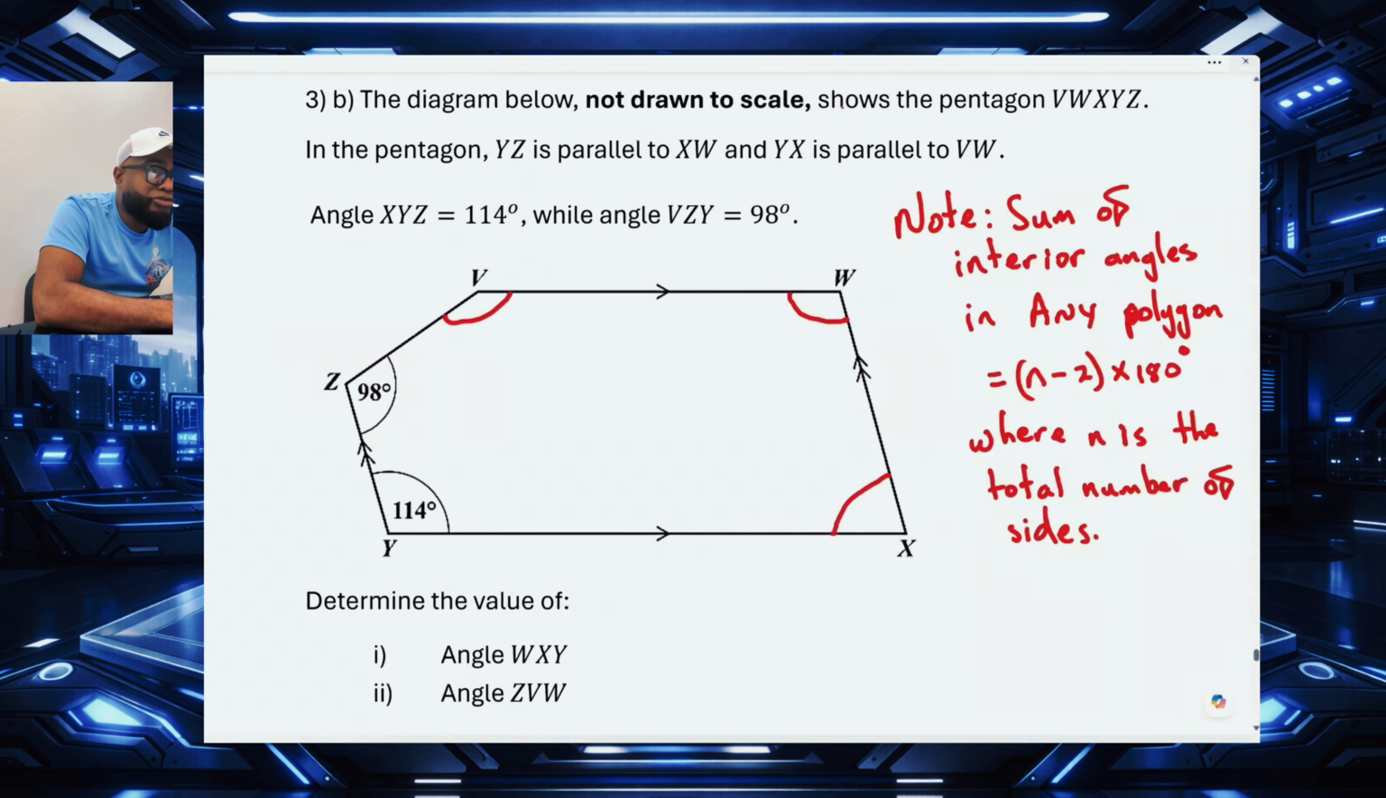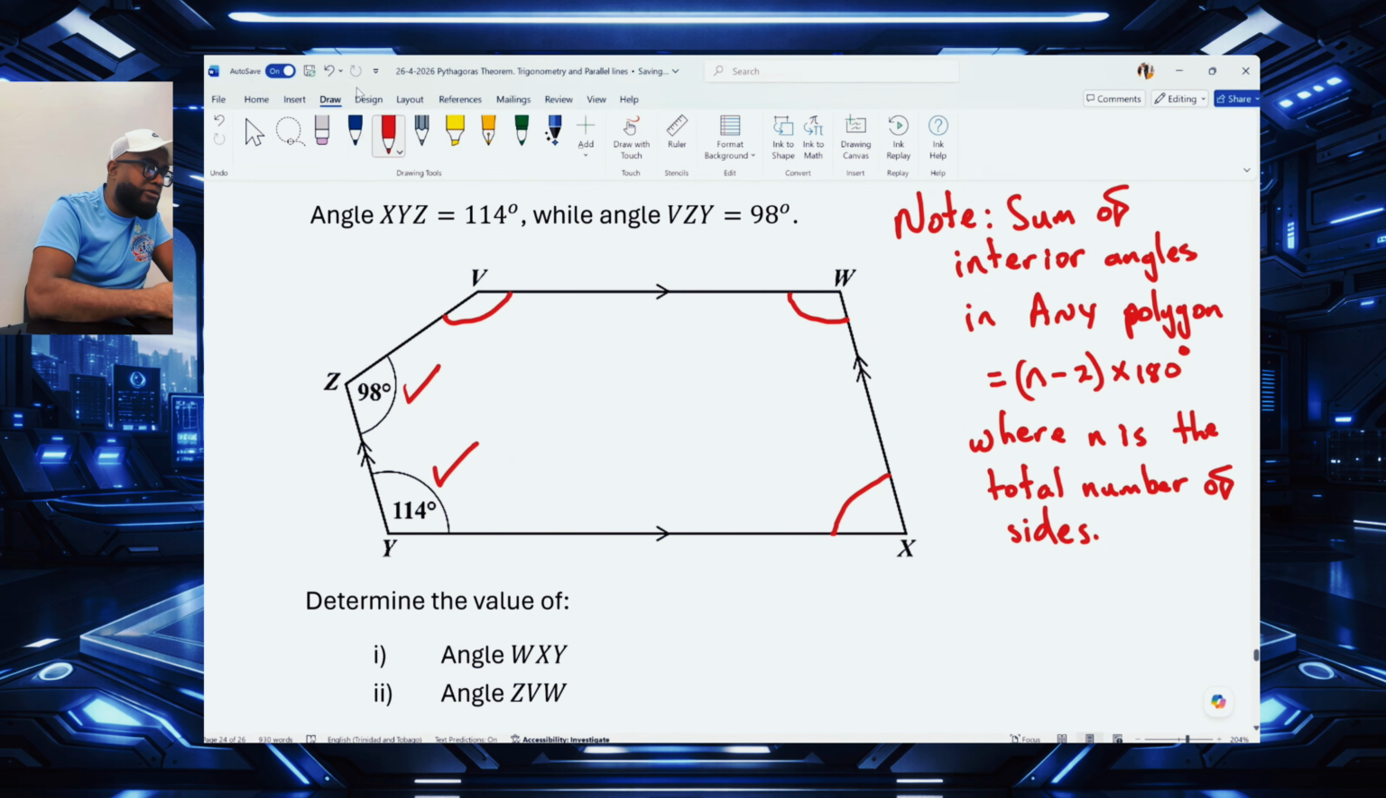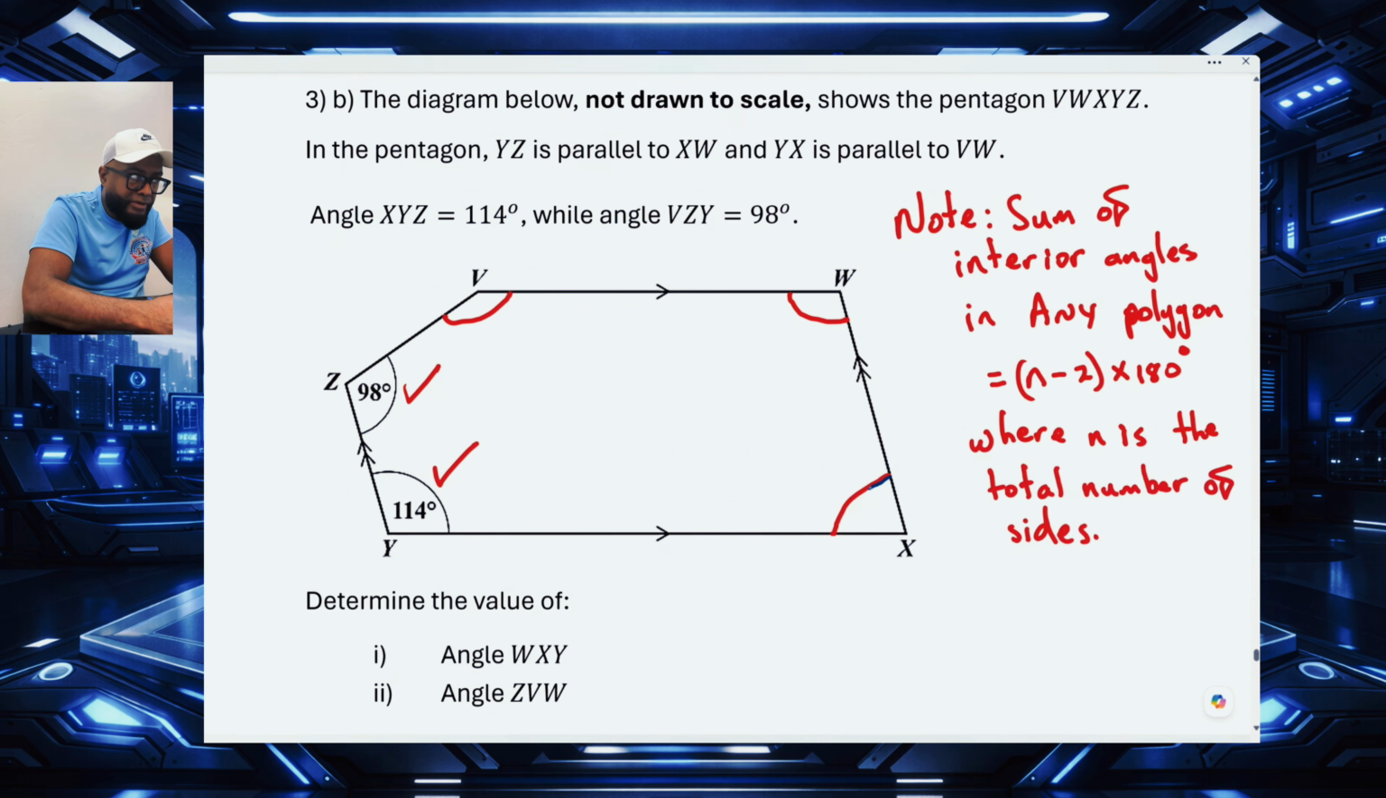They said the diagram below shows the pentagon VWXYZ. In the pentagon, YZ is parallel to XW and YX is parallel to VW. The angle XYZ is equal to 114, that'll be here, and VZY is equal to 98. So, determine the value of angle WXY. Where is WXY located? WXY will be this one here.